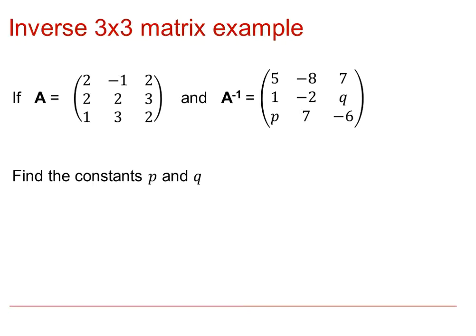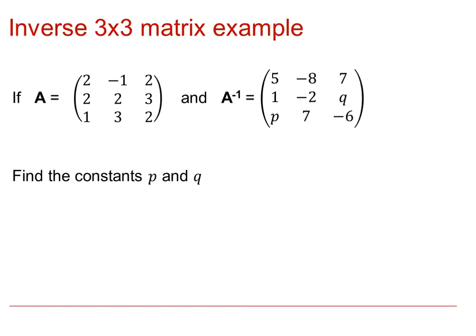So in this example, if we have A and A to the minus 1 defined apart from the constants p and q, we would be able to find p and q by using the fact that A multiplied by A to the minus 1 would give us the 3 by 3 identity matrix. There are, of course, a number of possibilities for taking the elements of A multiplied by A to the minus 1 equal to the 3 by 3 identity matrix to solve for p and q.